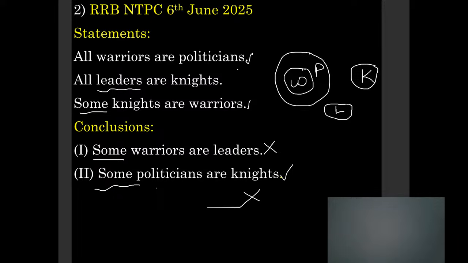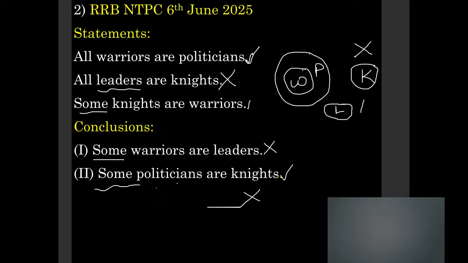All warriors are politicians. Yes. The first statement follows. Next, all leaders are knights. All leaders are knights. It is not possible in a diagram. So when any statement is going wrong in a diagram, it states that our diagram is wrong. So our diagram became wrong.